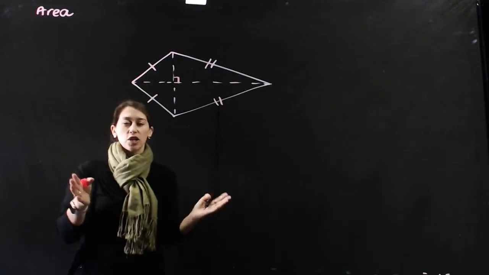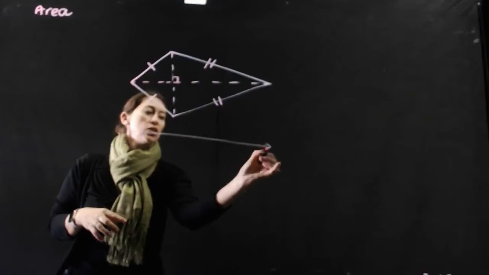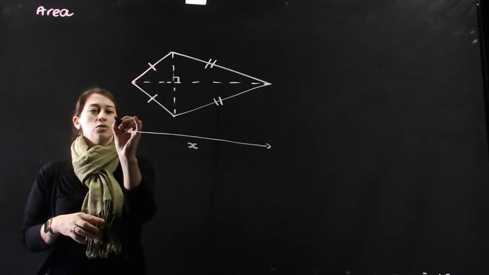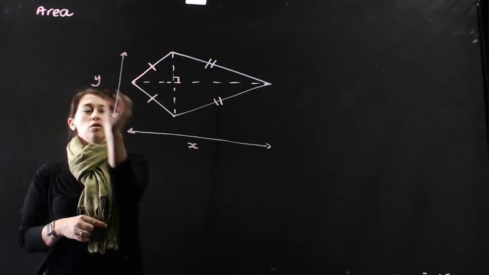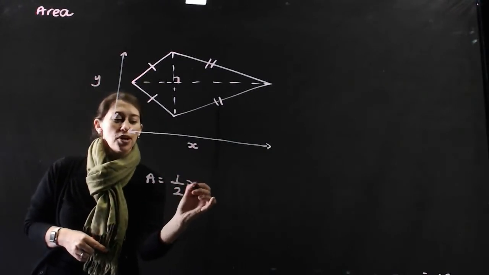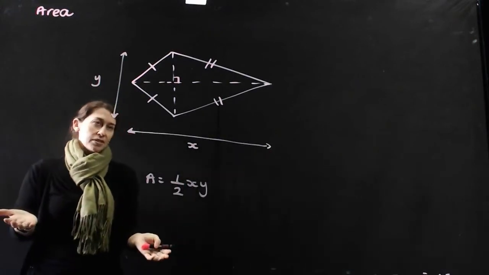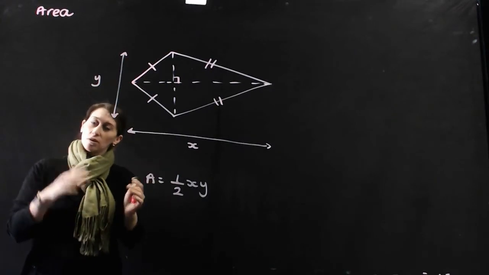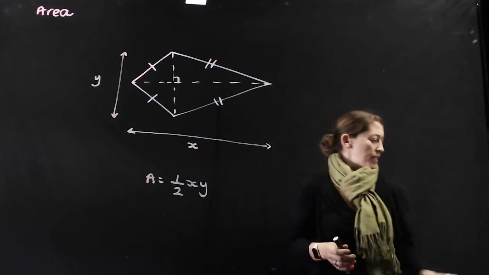Now if you're given those lengths of the diagonals, again I'll draw them outside of the kite. Let's call that one X, and this diagonal here, let's call that measurement Y. The area for this kite can be found by a half multiplied by X times Y. That's exactly the same formula as for a rhombus, where you're given the diagonals within the rhombus. So it's just important that you can use that formula.